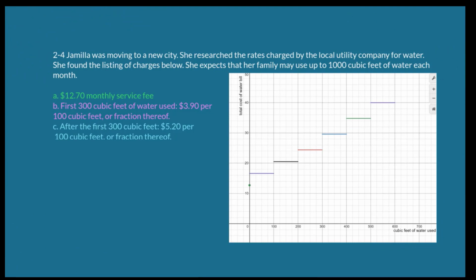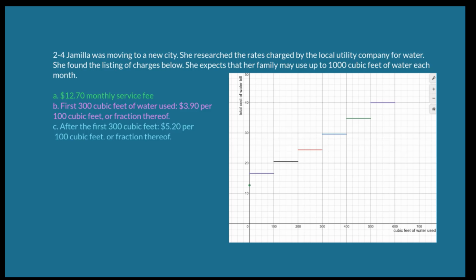Okay, this is the beginning of 2.1.1's review and preview. 2-4, Jamila was moving to a new city. She has researched the rates charged by the local utility company for water. She found the listing of charges below. She expects that her family may use up to 1,000 cubic feet of water each month.